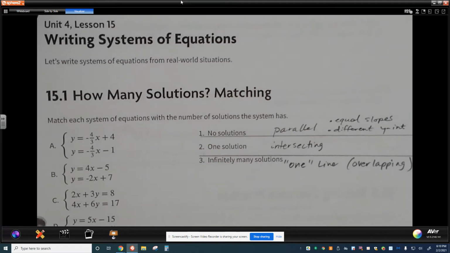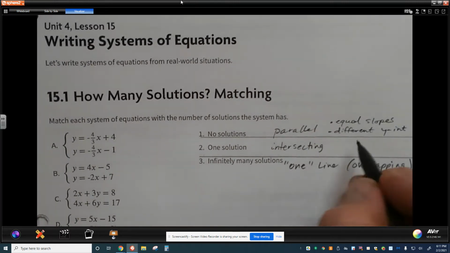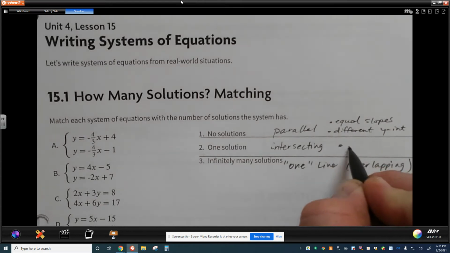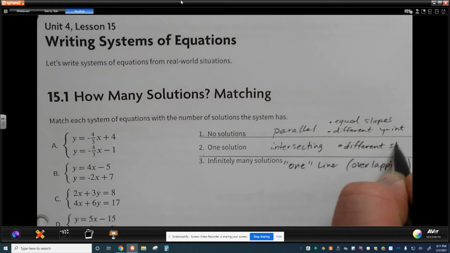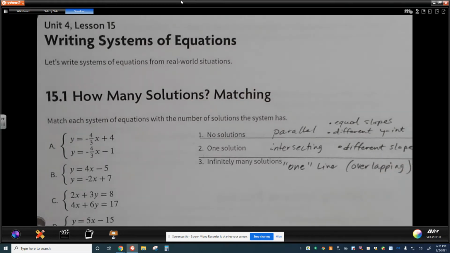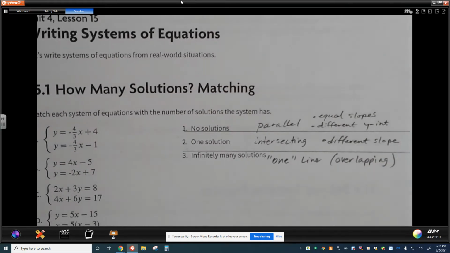So the y-intercepts can't be the same, obviously, or else they would be passing through the same point. So the concept is we want parallel lines that are equal slopes, but different y-intercepts, so we see two lines that can never intersect. One solution is obviously two lines that intersect at one single point. Intersecting lines only happens based on one thing, and that's different slopes. So if you're looking at two equations and you see that the slopes are different, or you can conclude that the slopes are different, then you can also conclude that there is one solution that's actually going to be present.